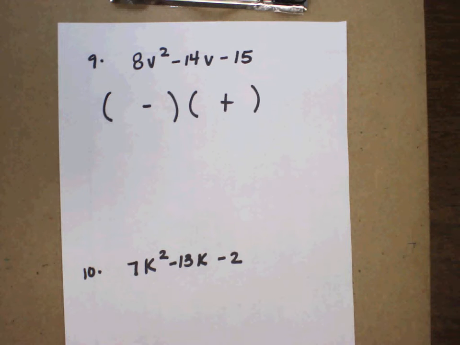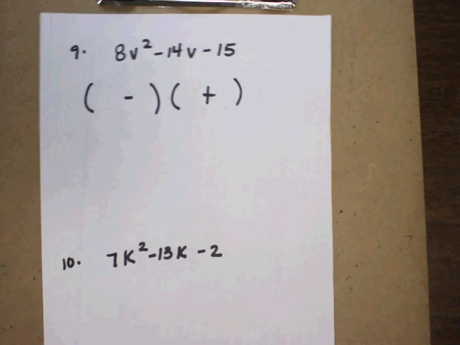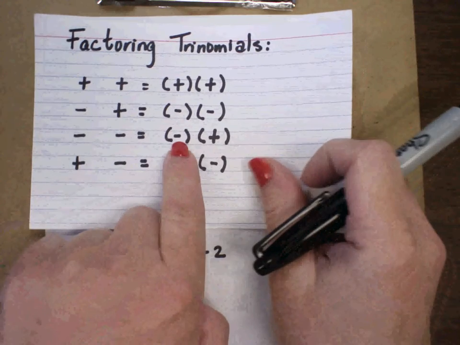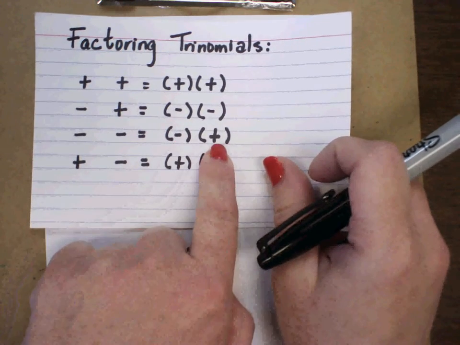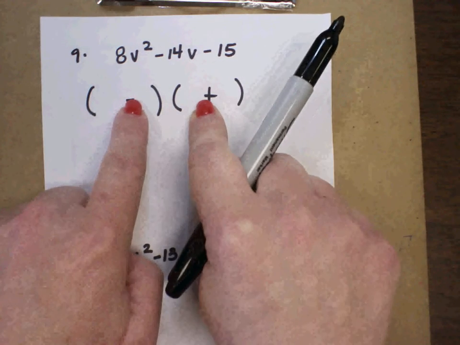All right, are we good? Let's go ahead and finish this up so we can do our exit ticket. All right, so with minus minus, one of the parentheses needs to be a minus, but the other one needs to be a plus, right? Which means I'm going to take away instead of add, because they're different signs.